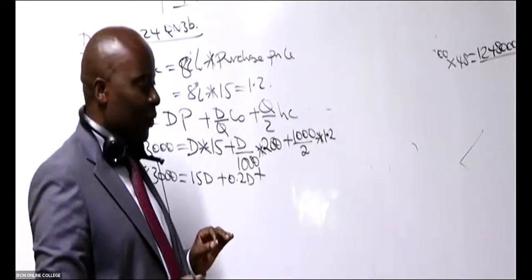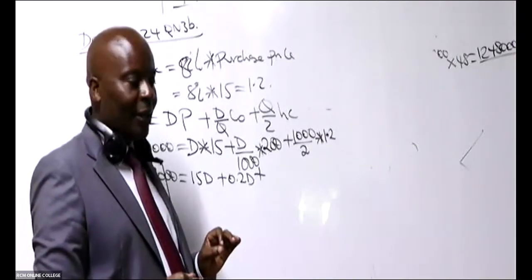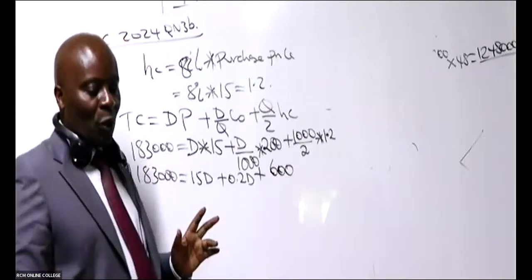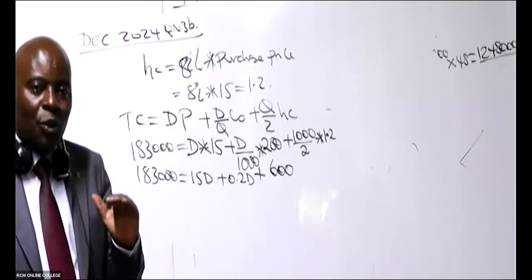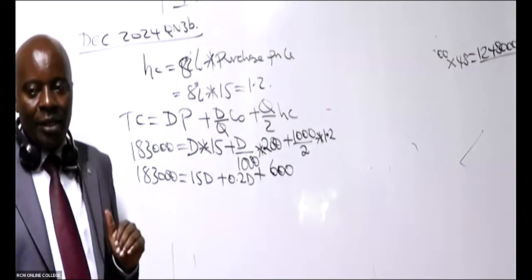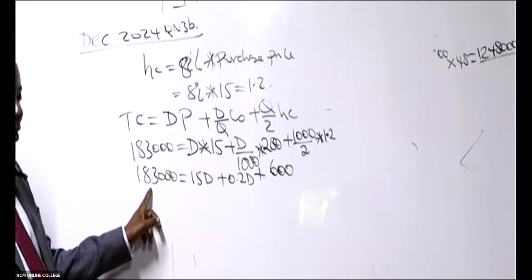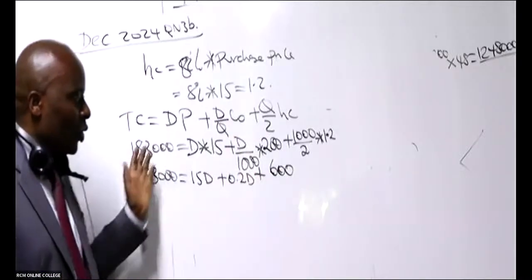Tina gives me 600 bob. Is that okay? So from there, what do we do? We shall put like terms together. These 600 are constants, so in this case you put those like terms together.